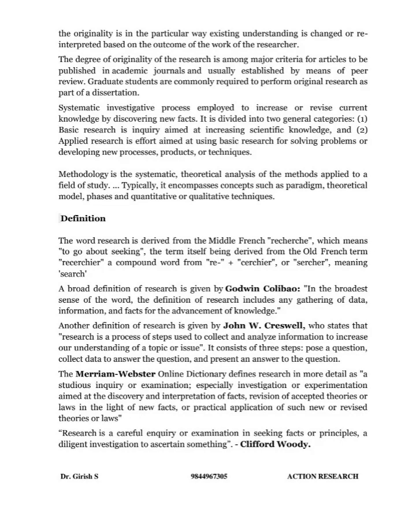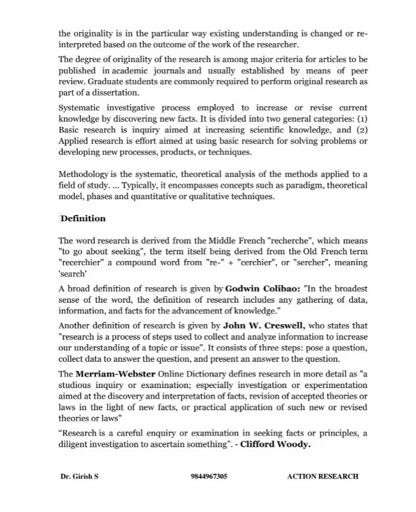The degree of originality of the research is among the major criteria for articles to be published in academic journals and is usually established by means of peer review. Graduate students are commonly required to perform original research as a part of a dissertation. Research is a systematic investigative process employed to increase or revise current knowledge by discovering new facts.